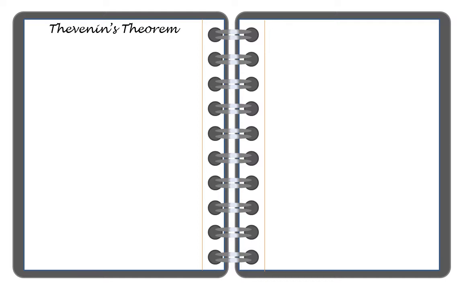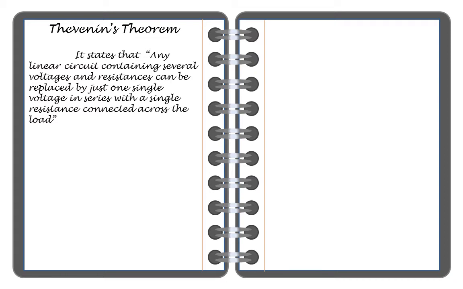This is a type of theorem or a method in electrical circuit analysis wherein you're going to simplify a complex network. Yes, by simplifying this complex network, we can solve the electrical circuits more simply than before. So what does this Thevenin's theorem state?